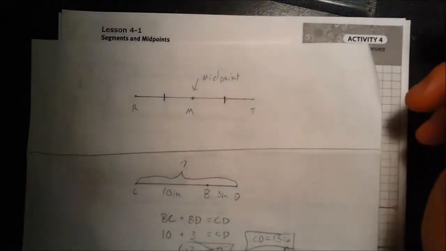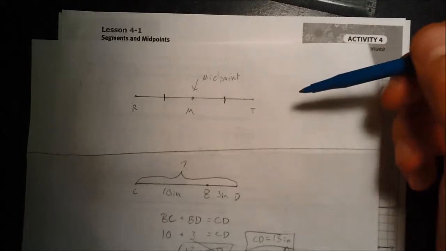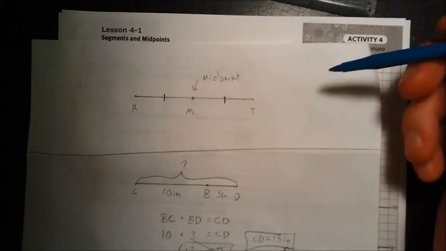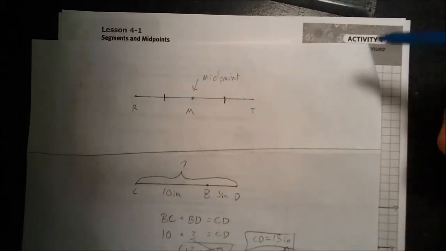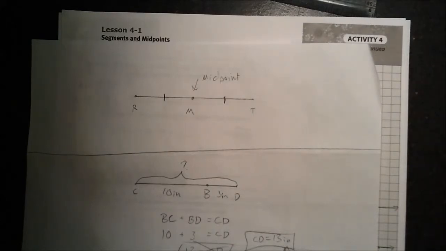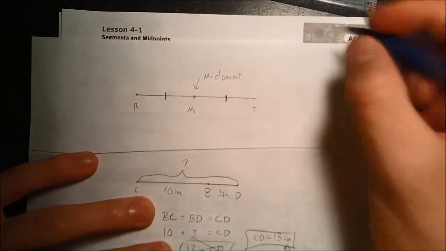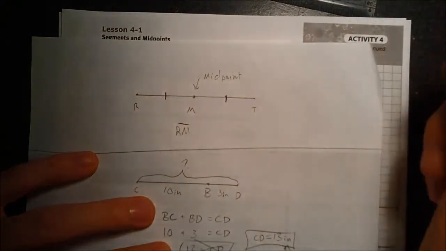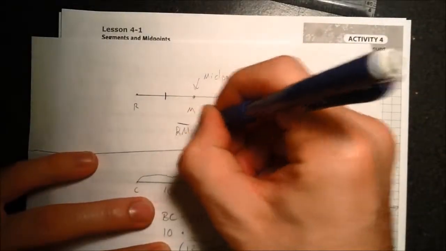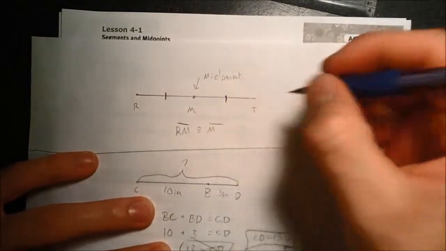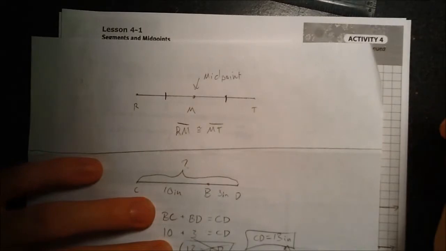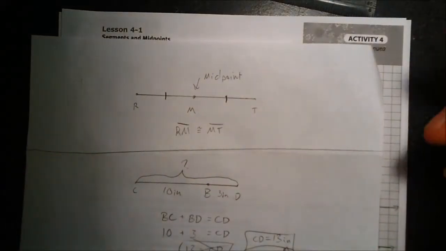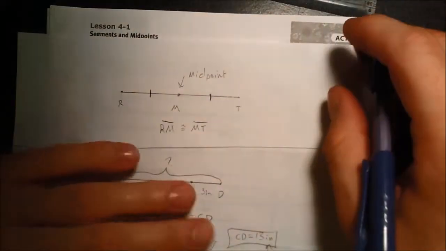Notice how I added this notation in. These tick marks, these dashes, if you will, those are congruency marks. It's a visual representation that denotes congruent segments. So if point M truly is the midpoint, then that means that segment RM is congruent to segment MT. Because when you're talking about congruence, that is same size, same shape.